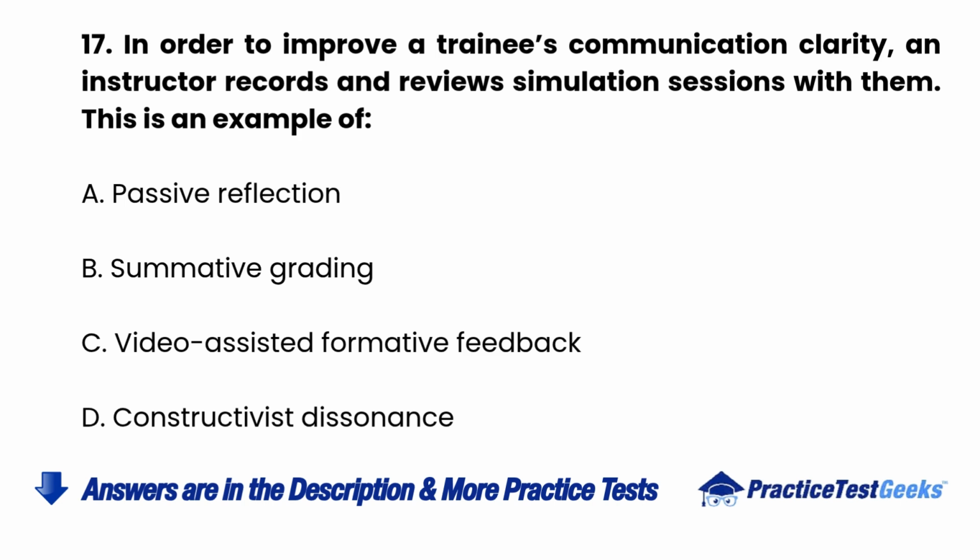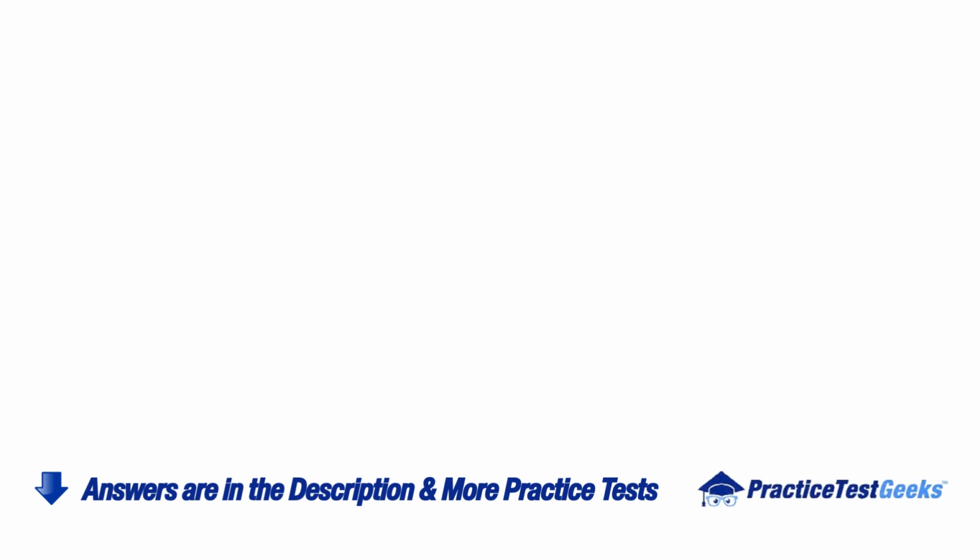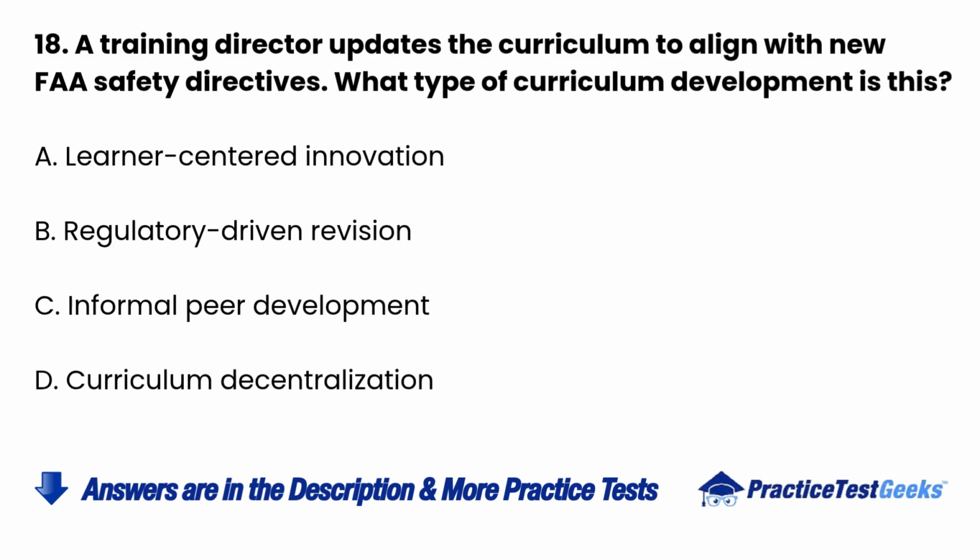17. In order to improve a trainee's communication clarity, an instructor records and reviews simulation sessions with them. This is an example of A. Passive reflection. B. Summative grading. C. Video-assisted formative feedback. D. Constructivist dissonance.